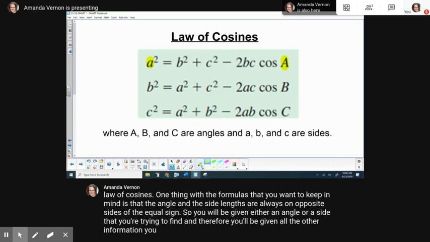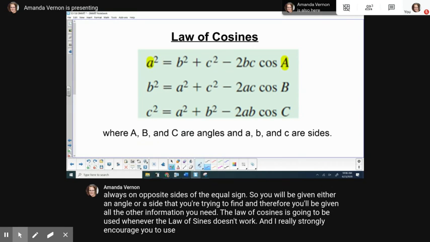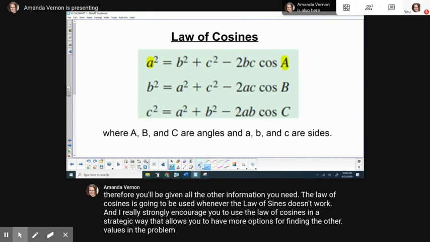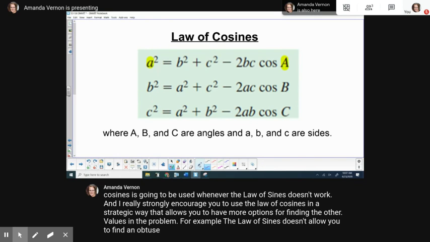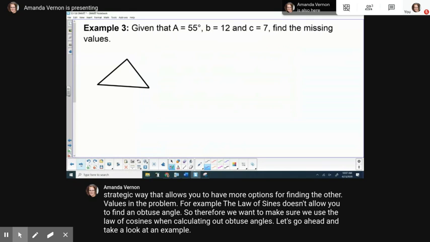The law of cosines is going to be used whenever the law of sines doesn't work, and I really strongly encourage you to use the law of cosines in a strategic way that allows you to have more options for finding the other values in the problem. For example, the law of sines doesn't allow you to find an obtuse angle, so therefore we want to make sure we use the law of cosines when calculating out obtuse angles. Let's go ahead and take a look at an example.